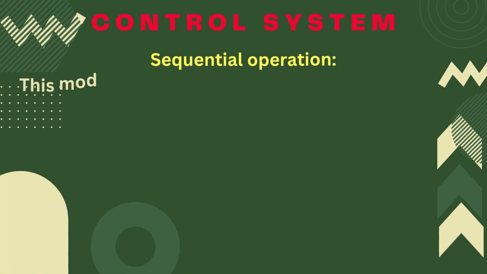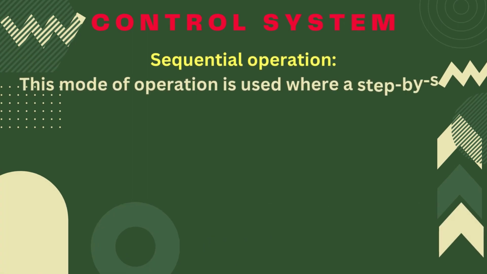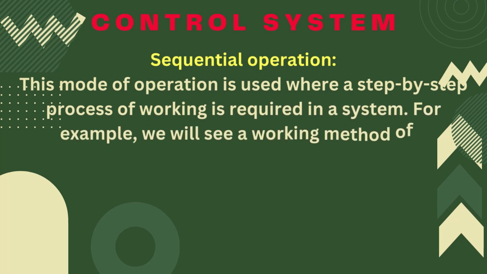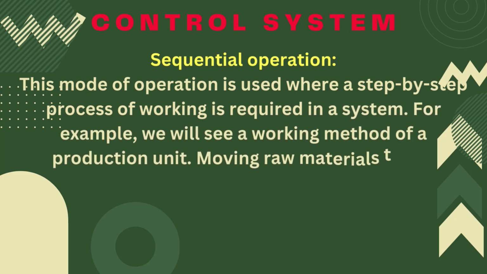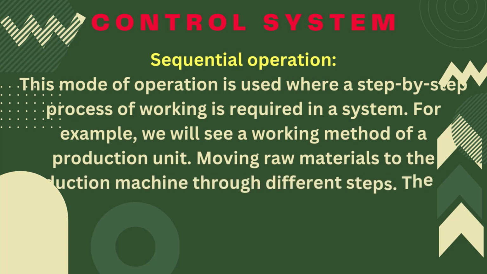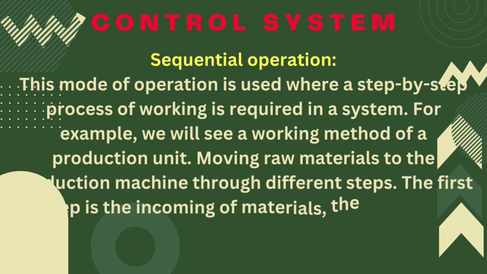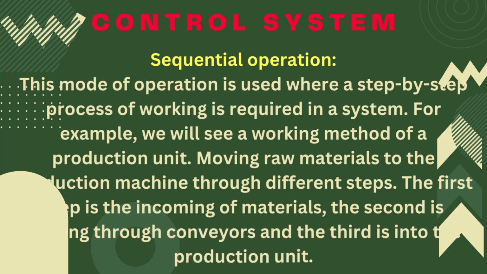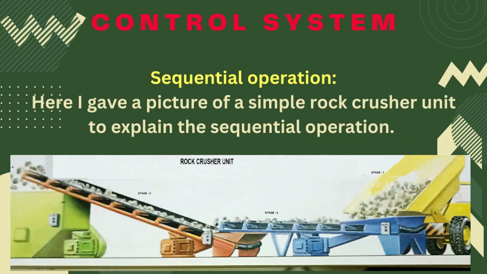Sequential operation. This mode of operation is used where a step-by-step process of working is required in a system. For example, we will see a working method of a production unit moving raw materials to the production machine through different steps. The first step is the incoming of materials, the second is moving through conveyors, and the third is into the production unit. Here, I gave a picture of a simple rock crusher unit to explain the sequential operation.